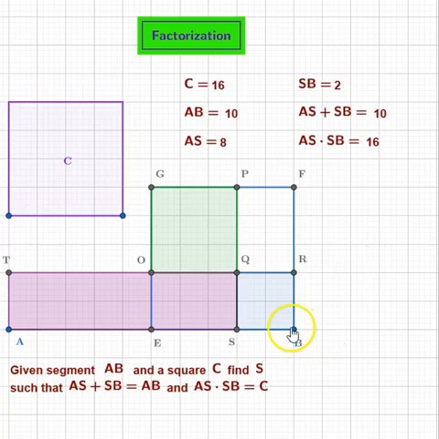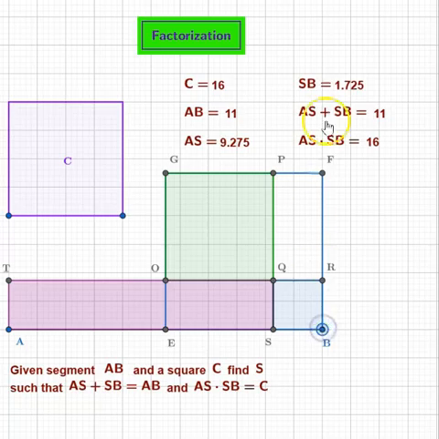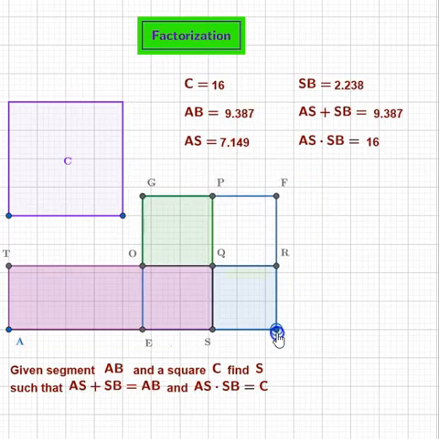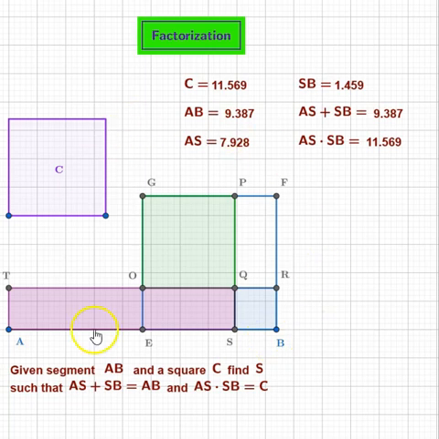But what if AB is not equal to 10? It is equal to 11. You notice we go into decimals. Factorization becomes that much more difficult. And somewhere in between, it's not a whole number. AB itself is a fraction, 9.387. And what if this is also not a whole number? That's the beauty of this geometric way of factorization.